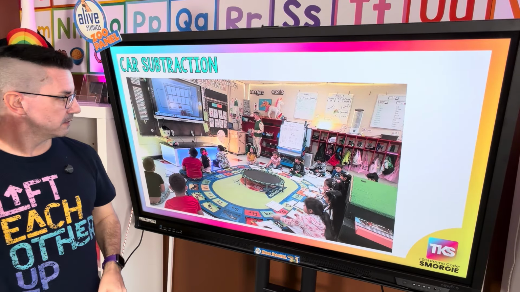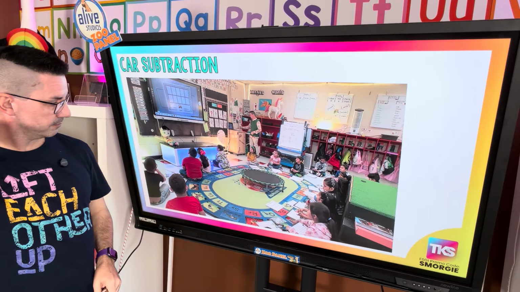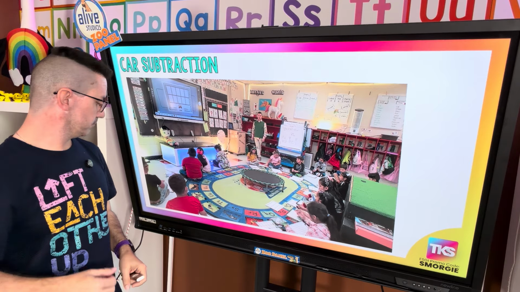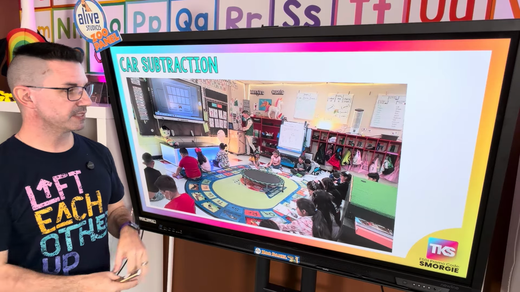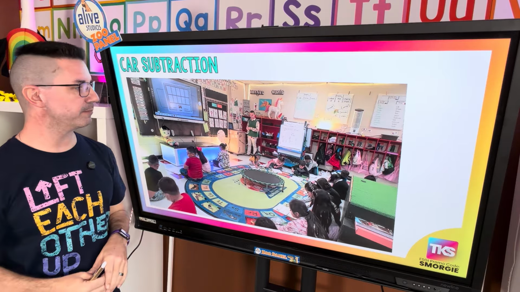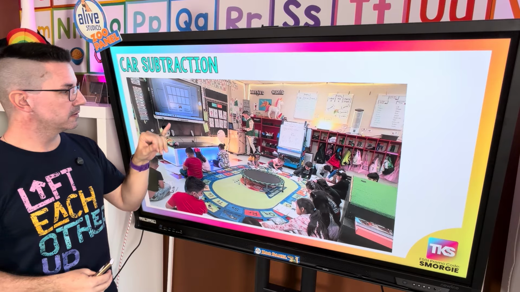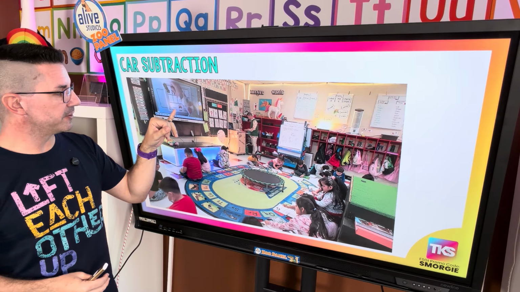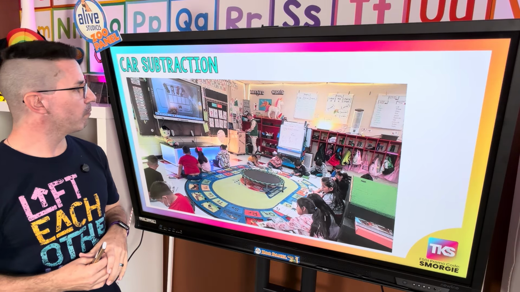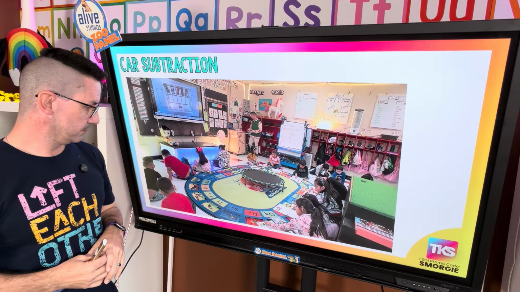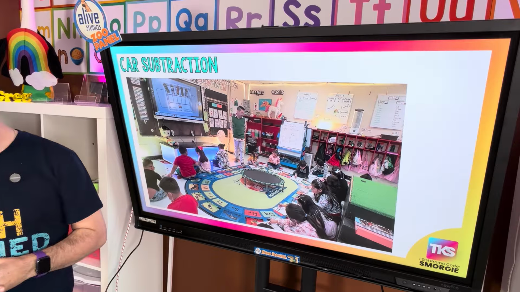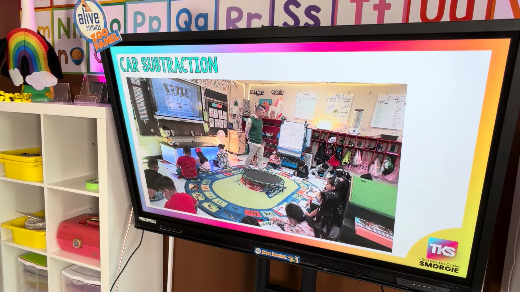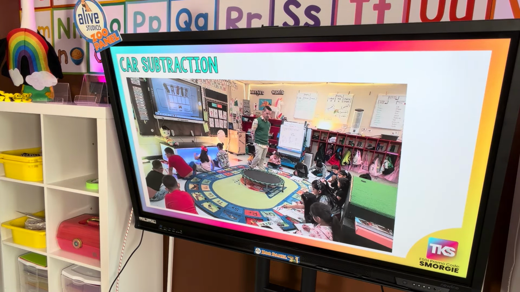Can you read your equation for me? 5 minus 4 equals. All right, how many cars do we need? 5. 5 cars. So we got the we do, right? The guided practice. They've got their equation. Good job, Lizette. Good job, Lizette. Alexa has 5.